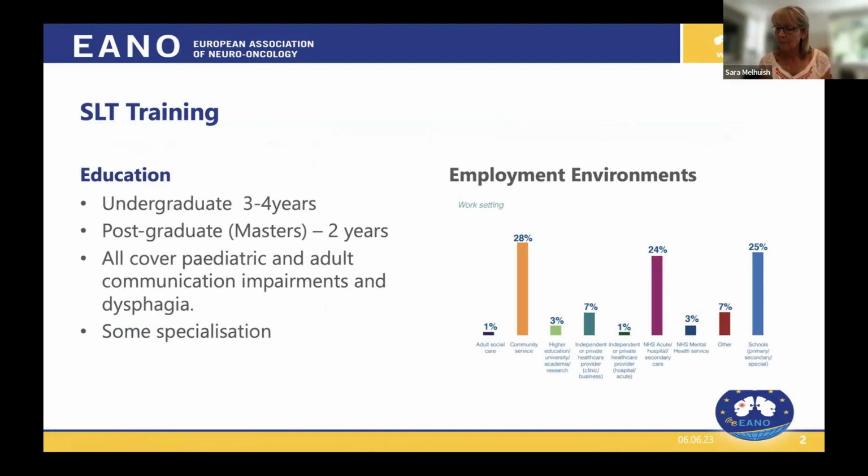To explain the training in the UK, to give it some context. To be a speech and language therapist in the UK, you either complete an undergraduate degree of 3 or 4 years or a 2 years master's degree. Both routes lead to the same qualification and cover all aspects of child and adult communication and swallowing disorders. And the graphic here just illustrates the working environment of all SLTs in the UK, whether that's working with adults or children.